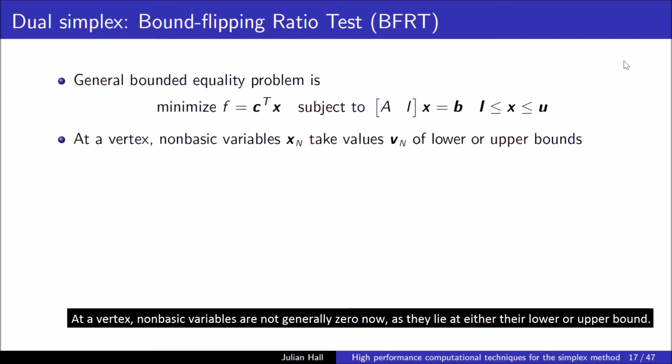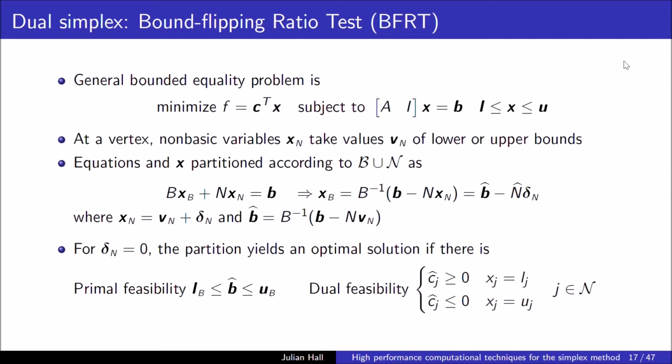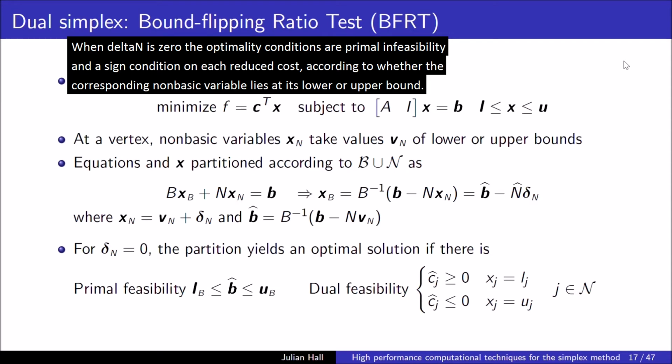At a vertex, non-basic variables are not generally 0 now, as they lie at either their lower or upper bound. Partitioning the equations as before yields an expression for the basic variables in terms of their values at the vertex, and change delta n in the non-basic variables. When delta n is 0, the optimality conditions are primal infeasibility and a sign condition on each reduced cost, according to whether the corresponding non-basic variable lies at its lower or upper bound.